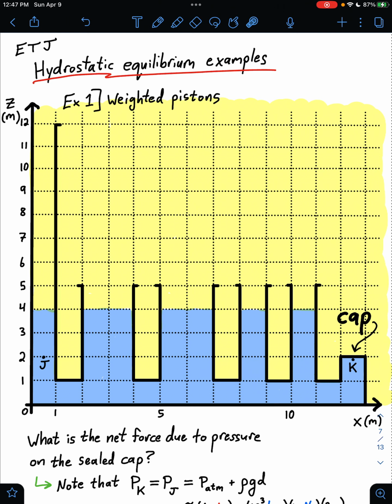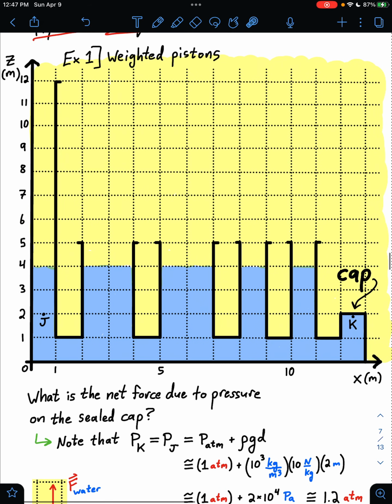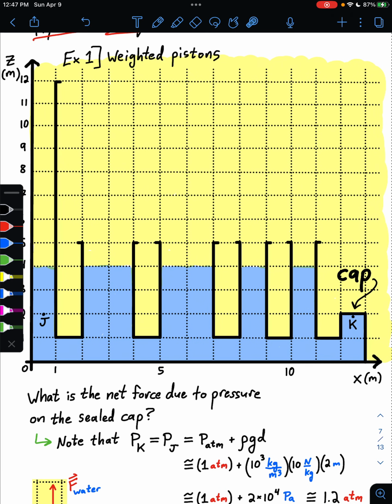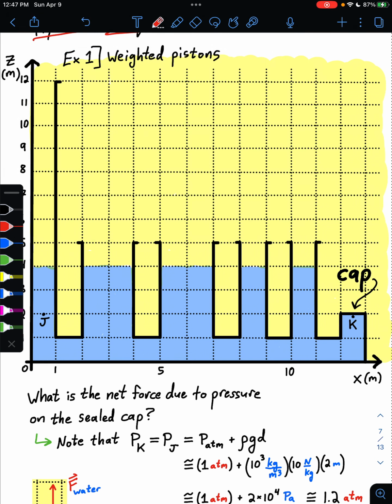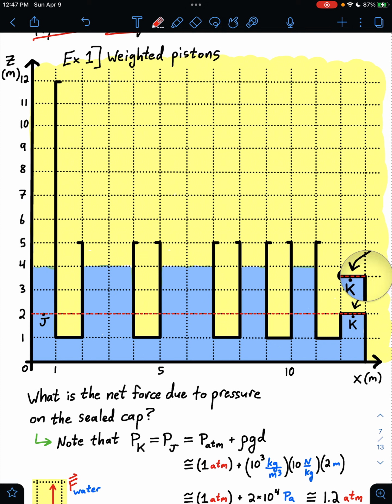And these 5 cylinders are all open to the air, but this last one here has a sealed cap on it right there. And we might ask, what is the net force due to pressure on that sealed cap? So to answer that, we'll use the idea that pressure is the same along any horizontal line in a single fluid. So if we draw this horizontal line across the system, touching points J and K, we can note that the pressures at those 2 points must be the same.